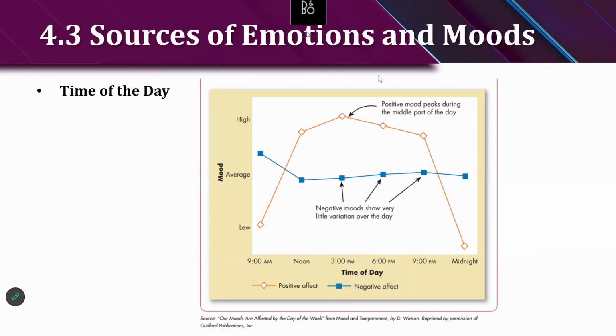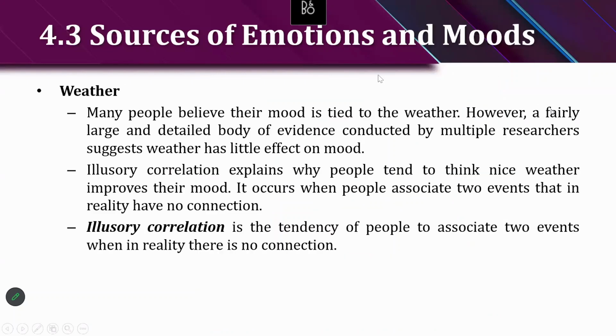As for the time of the day, at 9 a.m. people are in an average mood, and at 3 and 6 p.m. they are also in an average mood in terms of negative effect. But when it comes to the positive effect, people are in a low mood at 9 a.m., and from 3 and 6 until 9 p.m. people would be in the highest mood. So this is how emotions could vary according to the time of the day and the week.